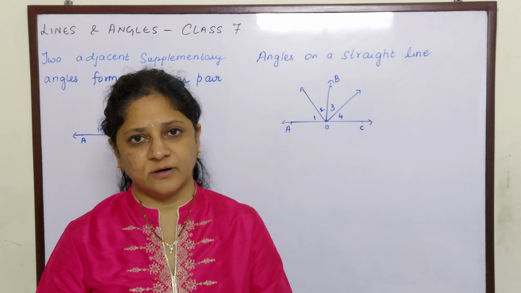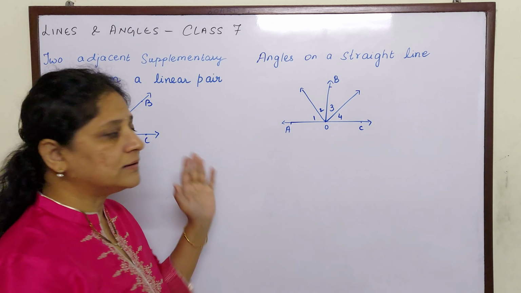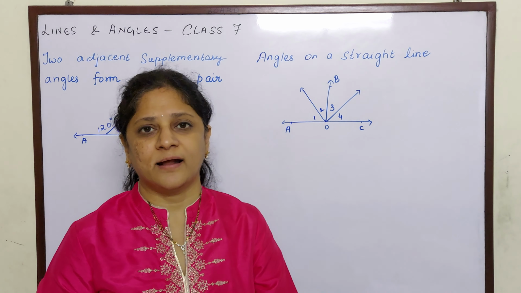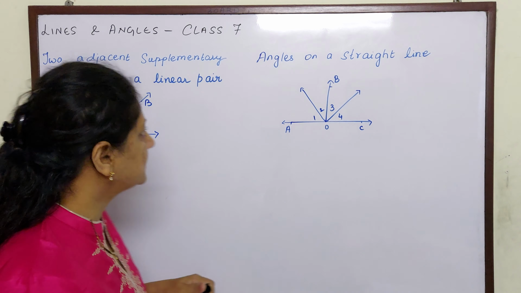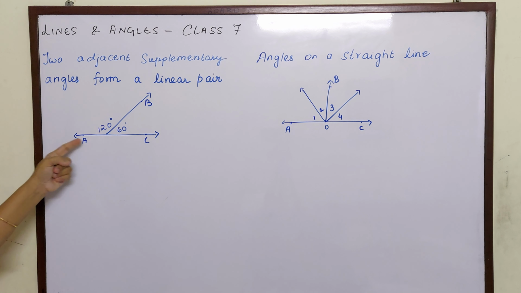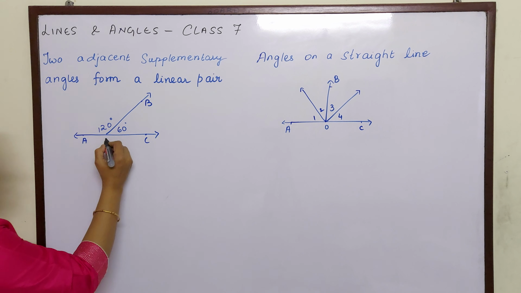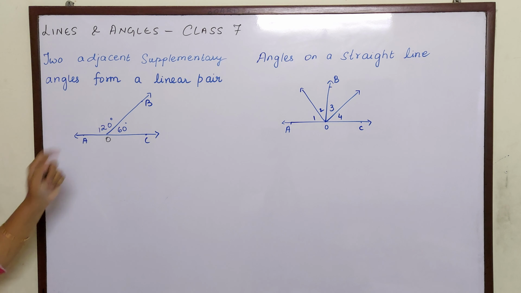Hello children, welcome back. So today we are going to learn what is a linear pair and what are angles on a straight line. Let us start. See, now this is a straight line AC and this is ray OB standing on a straight line AC.